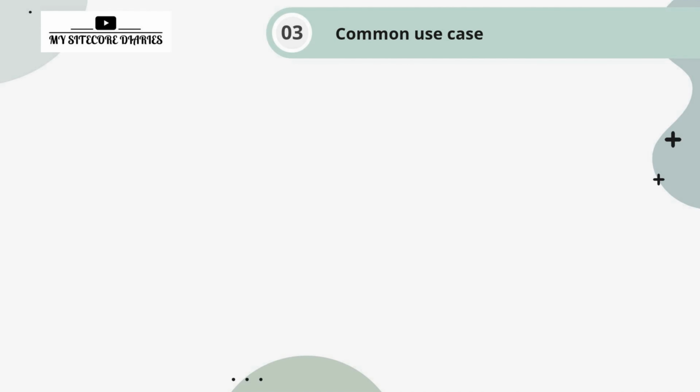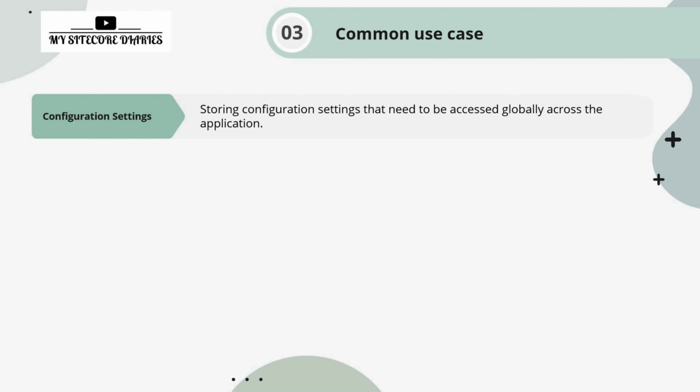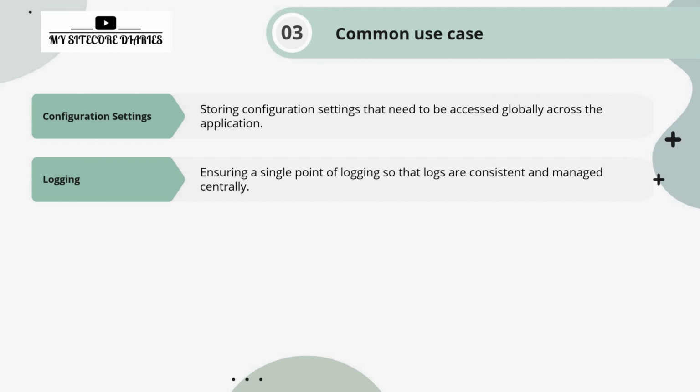So what are the common use cases? The first is configuration settings: storing configuration settings that need to be accessed globally across the application. So in your website, if there is any configuration setting which will be the same across the application, then you can use a singleton class for setting up the configuration settings. Then logging. This is the most common use case, and very easy to remember also. Wherever you want to use logging, the singleton design pattern is the best to use.